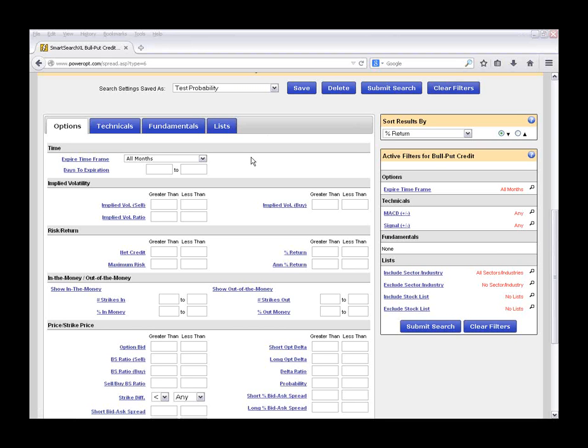Now to start off, remember what we just talked about. What do we want to look for? Well, we have to make sure that we're looking for stocks that match our sentiment. We're going to look here at the bull put credit spread. So let's start off in just the basic fundamentals.